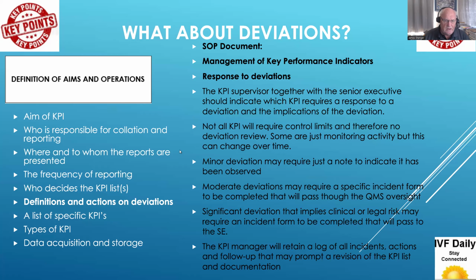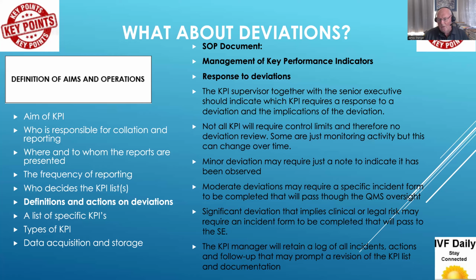And a major part is response to deviations. Now, I'm not going to spend a lot of time on this, but this is an important part. It says something like the KPI supervisor, together with the senior executive, should indicate which KPIs require a response to a deviation and the implication of that deviation. So not all KPIs will require control limits and therefore have no deviation review. Some are just monitoring activity, but this can change over time.